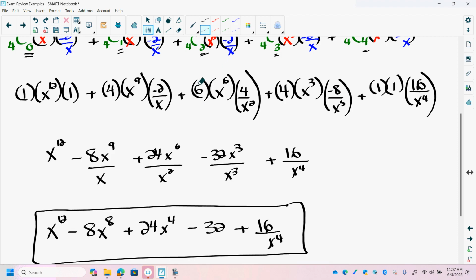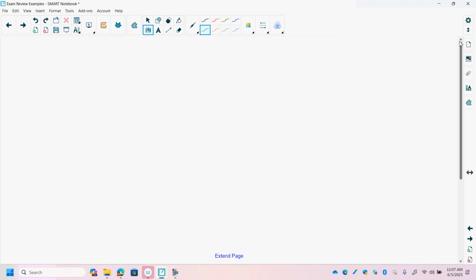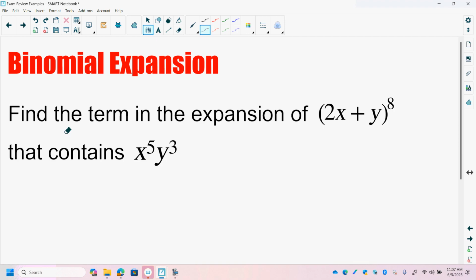We'll have a question like that on your exam. A question like this may show up somewhere in the multiple choice section. It says find the term in the expansion of 2x plus y to the power of 8 that contains x to the fifth y cubed. For starters, what's the first term in the binomial? What's the second term in the binomial? And what is the exponent?